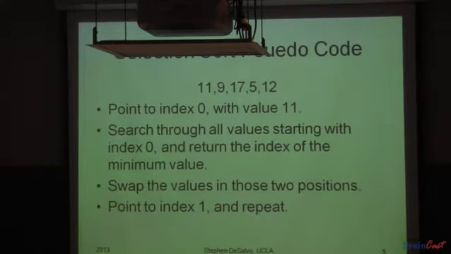Here's the pseudocode for it: point to index 0 with value 11, search through all values starting with index 0, and return the index of the minimum value, swap the values in those two positions, point to index 1, and repeat. Question?